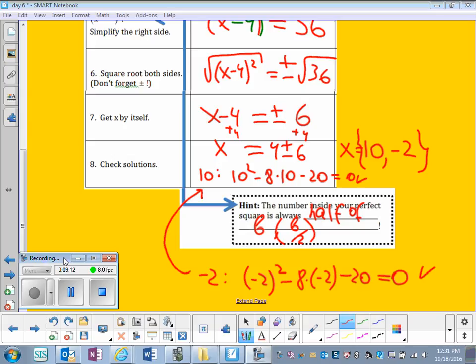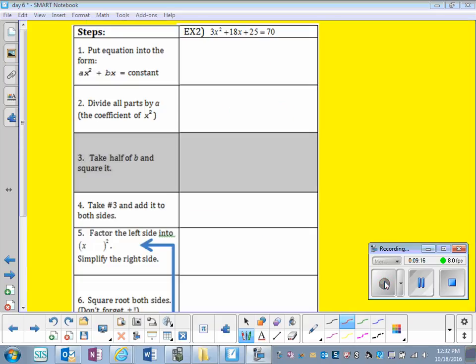Step by step through all of this. So the original equation is now 3x squared plus 18x plus 25 equals 17. A little bit more scary, right? We have constants on both sides, we have the leading coefficient that is not 1. So the first step is the same, get the constant out on the other side. Put the equation into the form ax squared plus bx equals constant.